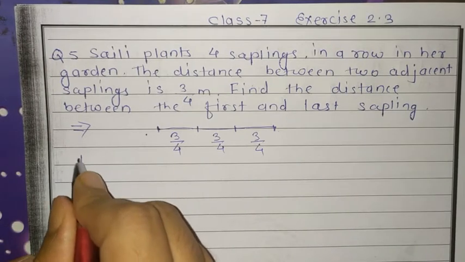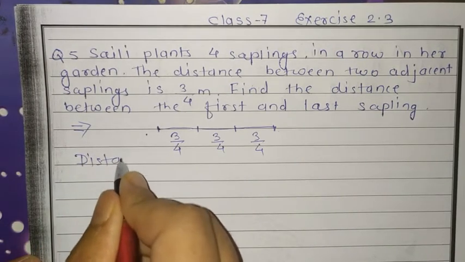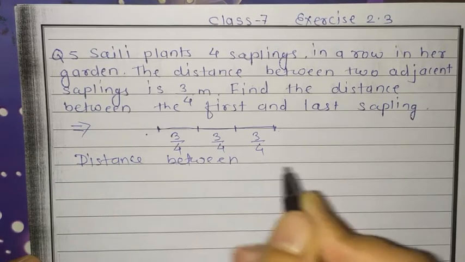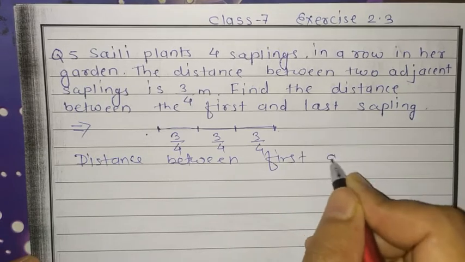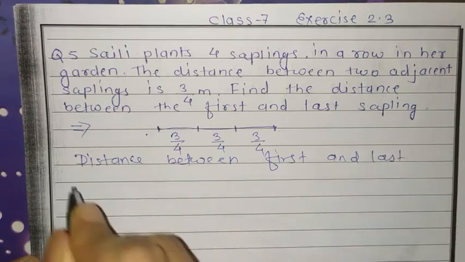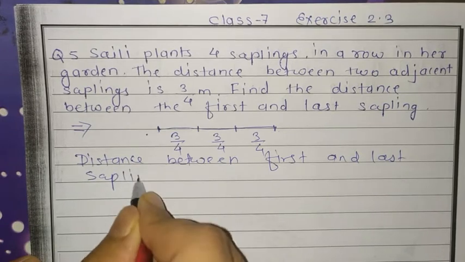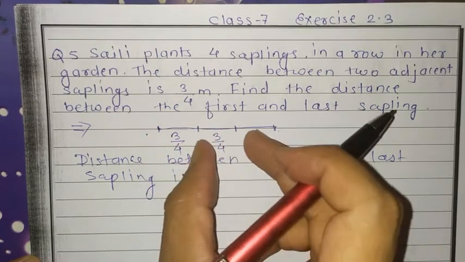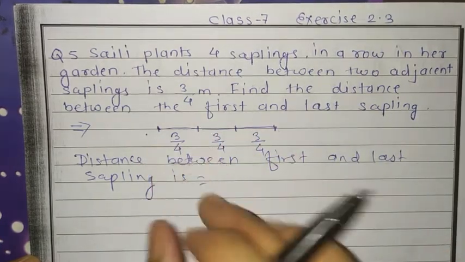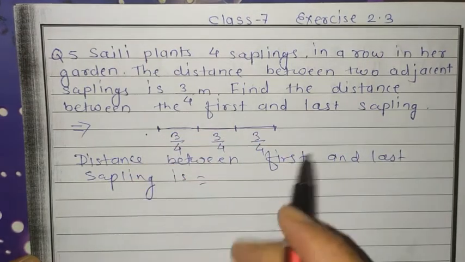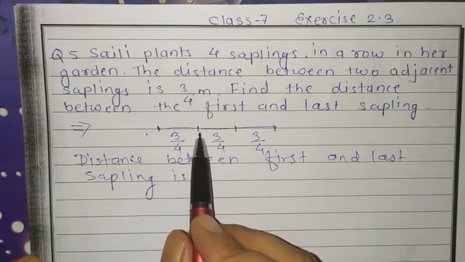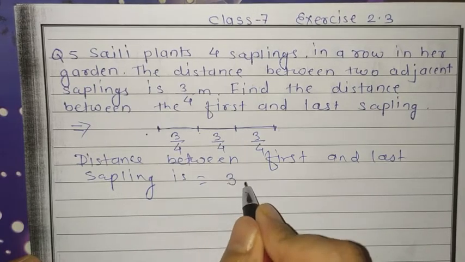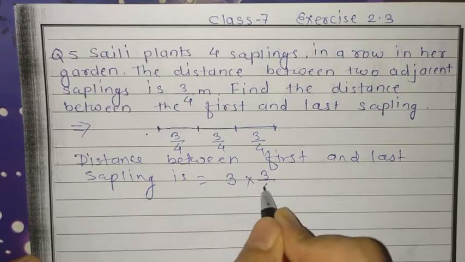So you can see here, the distance between the first and last sapling, how will we calculate it? This is nothing but 1, 2, 3. So in total there are 3 differences, and we have 4 saplings. This is the first, this is the second, third. So you have to multiply 3 into 3 upon 4.